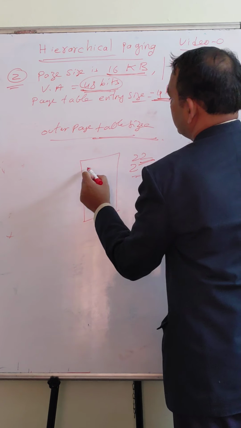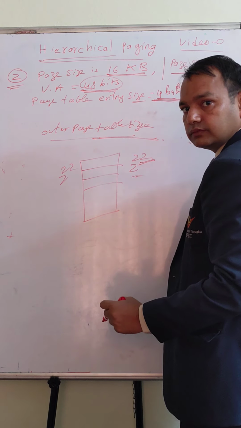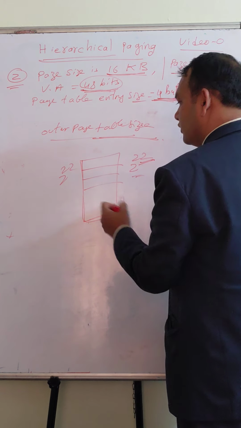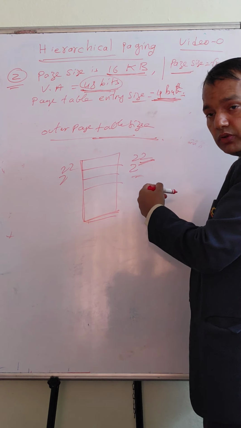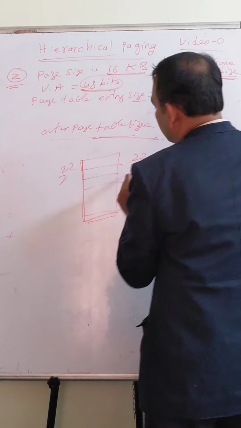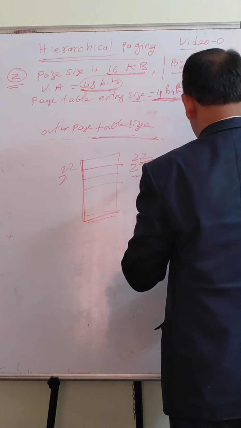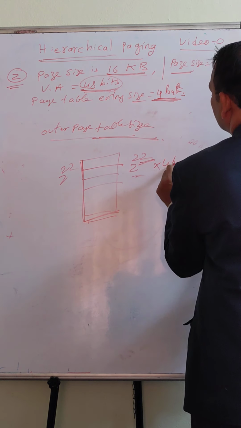So now 2 power 22 pages are stored. These 2 power 22 pages will refer to the inner page table. So the size of the outer page table is 2 power 22 entries, and each location is 4 bytes.